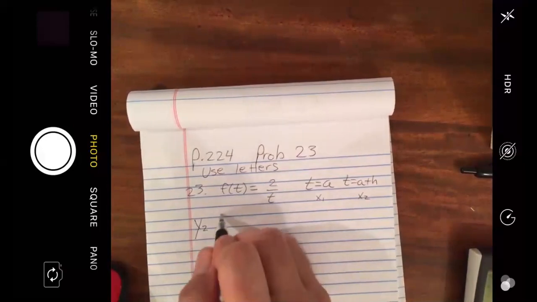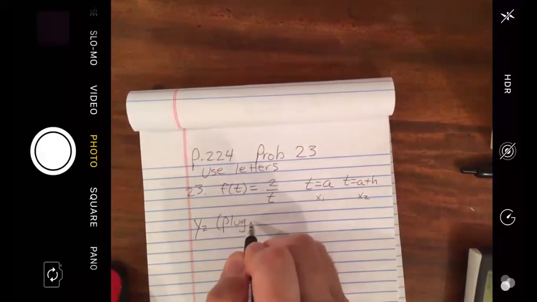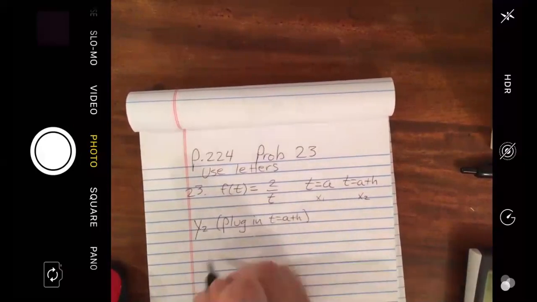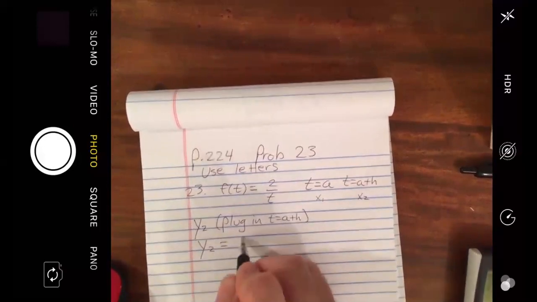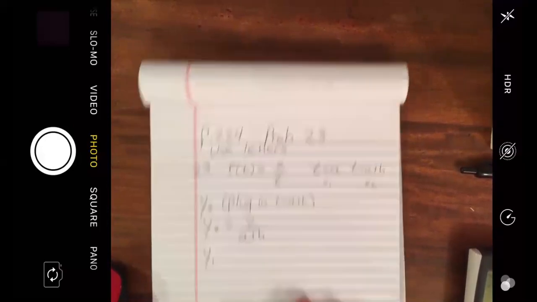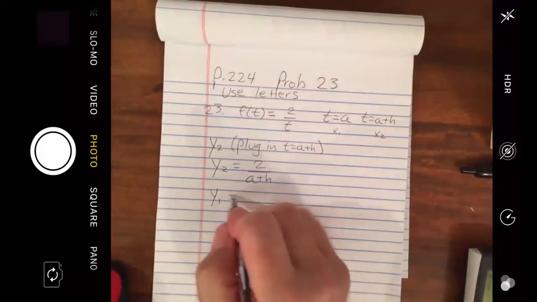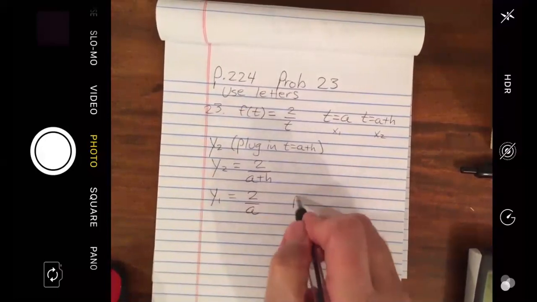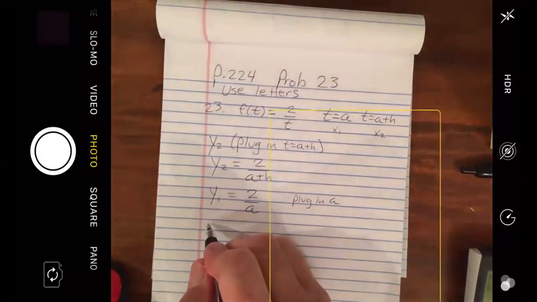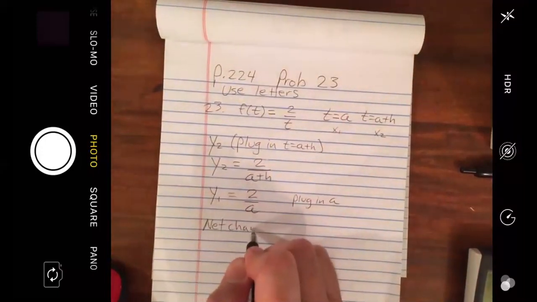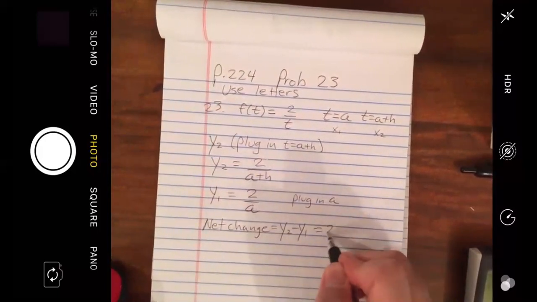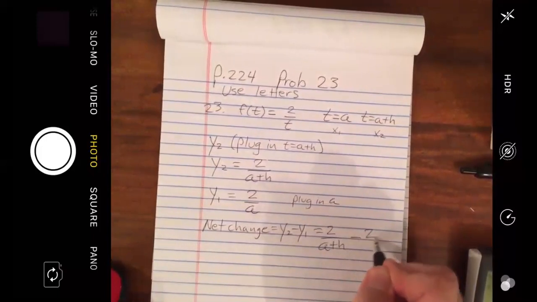For y2, plug in t equals a plus h. So for y2, you get 2 over a plus h. For y1, you get 2 over a. You're plugging in a. Net change, y2 minus y1, 2 over a plus h minus 2 over a.